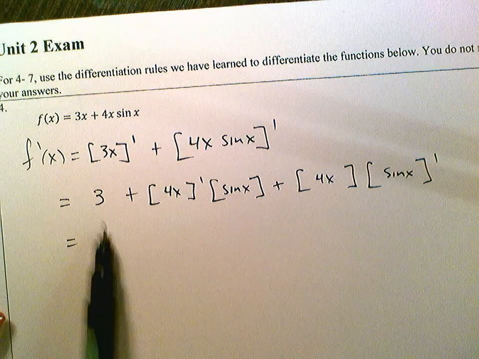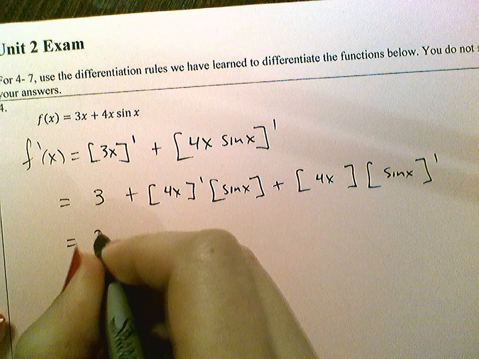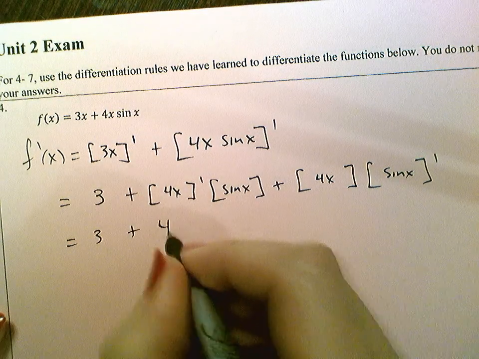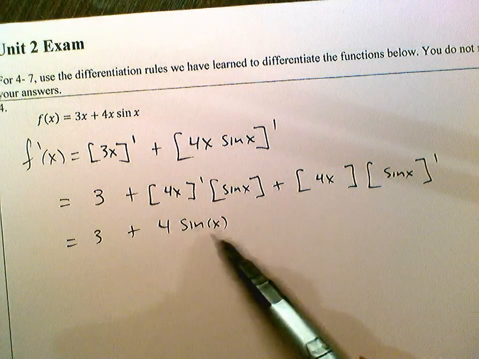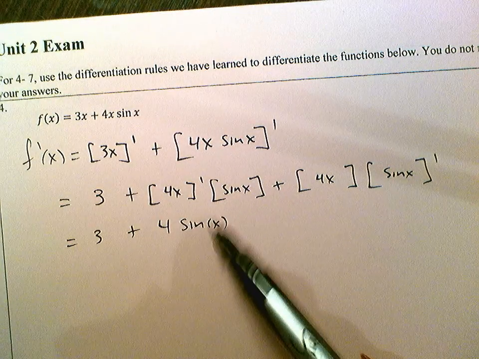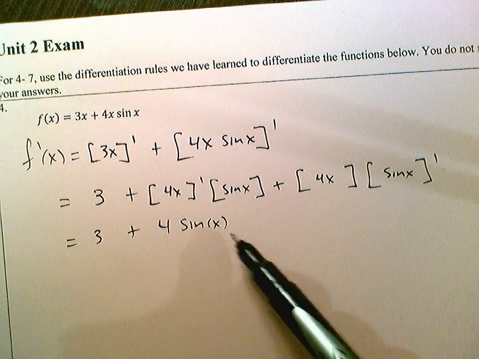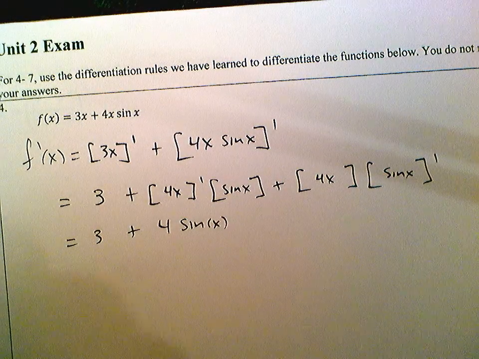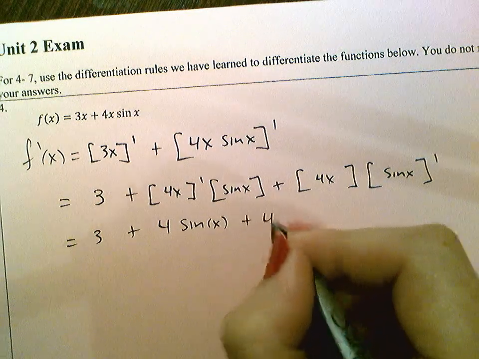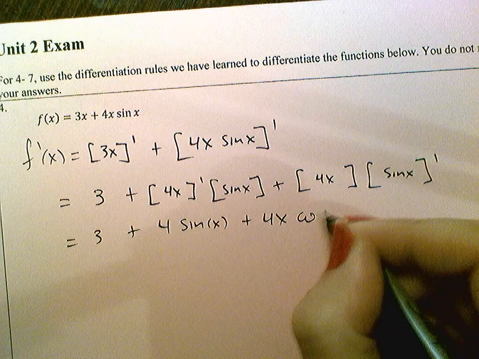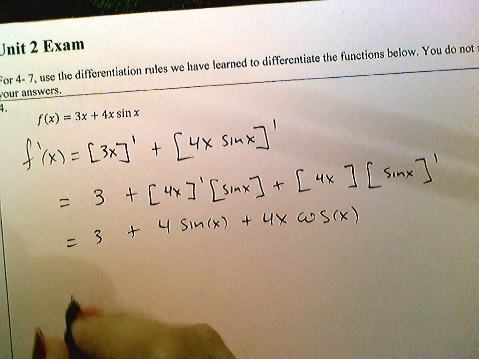This just keeps coming down. We already took the derivative of this, so that's just 3. Plus, derivative of 4x is 4. Bring down the sine of x. I know I didn't have parentheses before, but I like to put parentheses around the input of a trig function, just out of habit, so I'm going to start doing that, even though they didn't have it at the beginning. Plus, bring down the 4x. The derivative of sine is cosine.